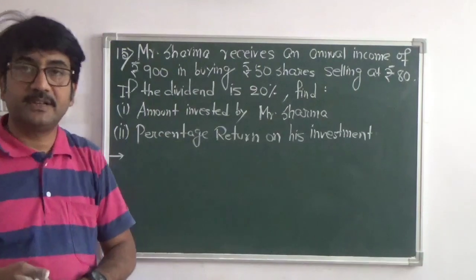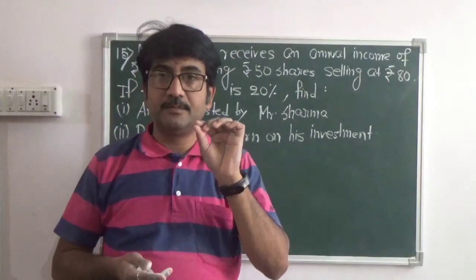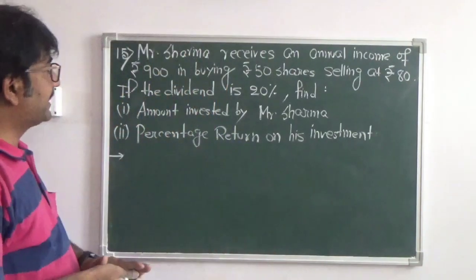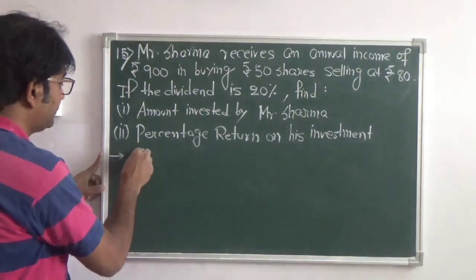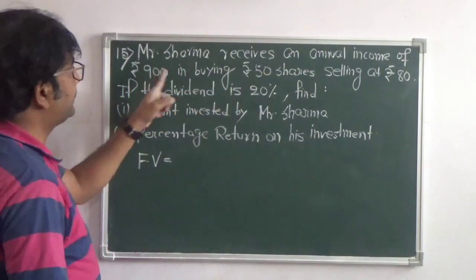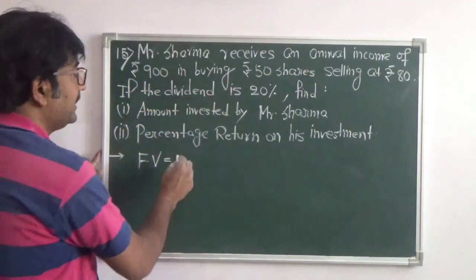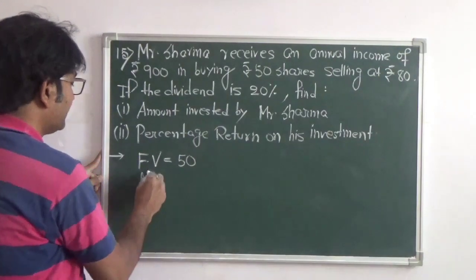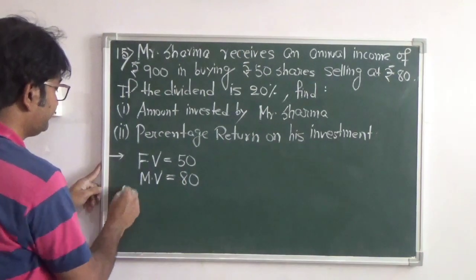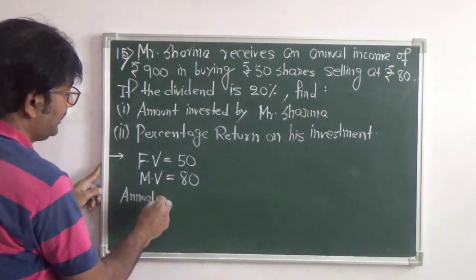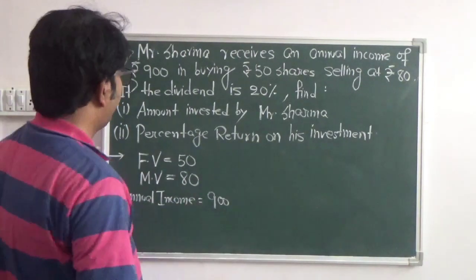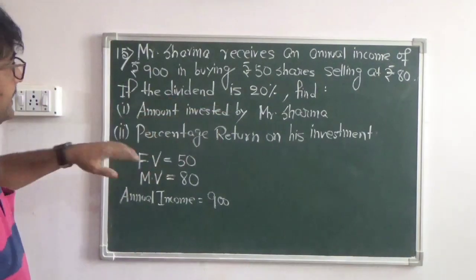So amount invested is the market value multiplied by the total number of shares. So what is the market value here? Let us note, first of all, the face value is given. Receives an annual income of rupees 900 in buying rupees 50 shares, selling at rupees 80. So this is the face value and the market value is rupees 80. And annual income is given to be rupees 900. Now, dividend is also 20%.